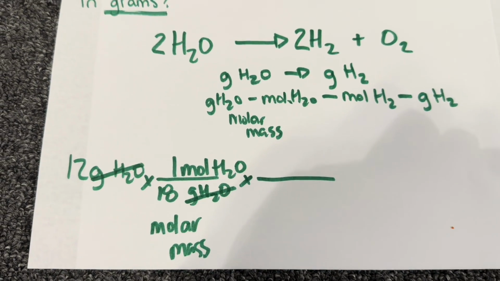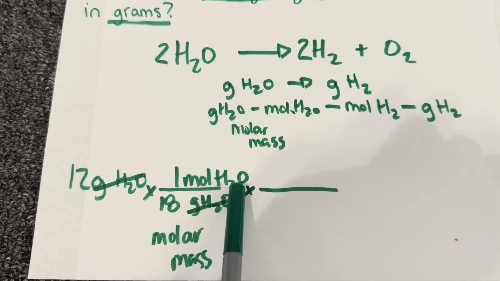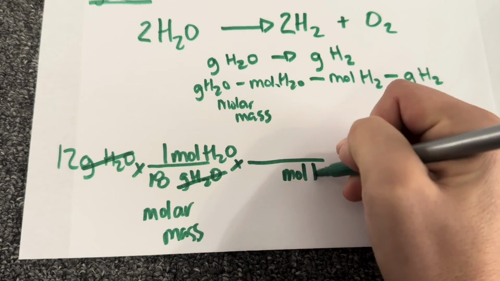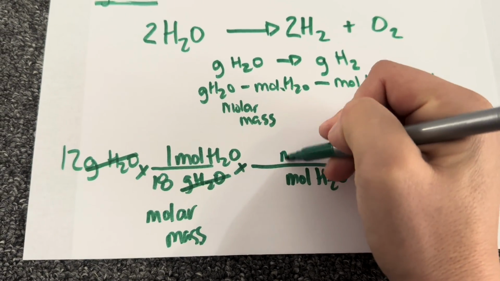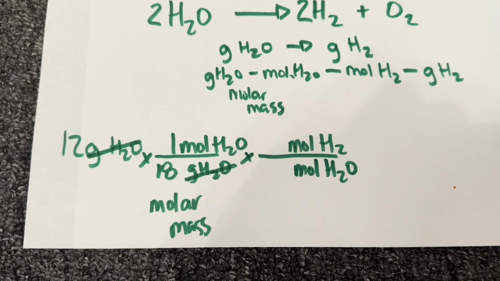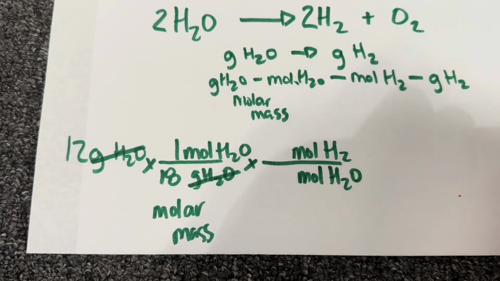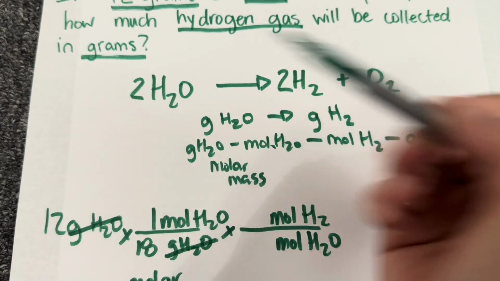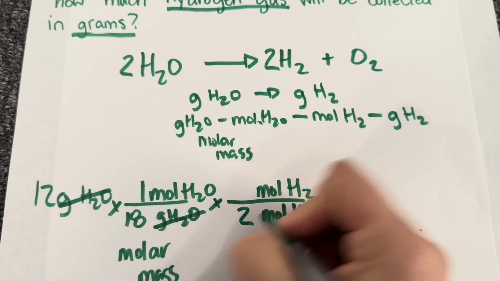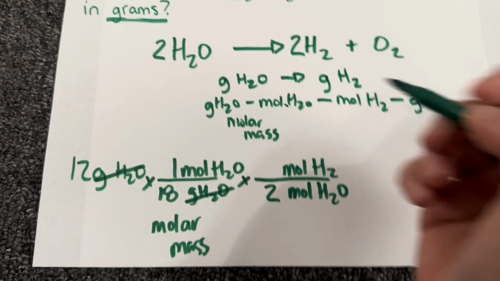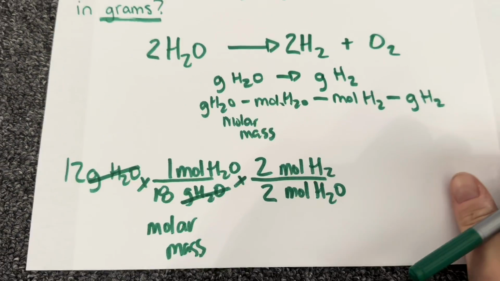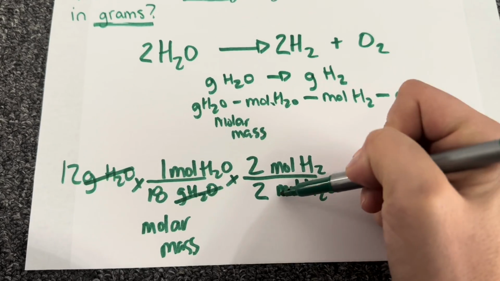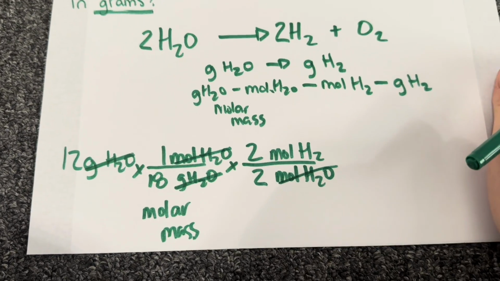If I look at my units, I want moles of water to cancel out. Right now it's on the top, so it needs to be on the bottom: mole of H2O. I want to convert into moles of H2, so that has to go on the top. Now I need to find these numbers. H2O has a 2 in front of it, so I put a 2 right there. H2 also has a 2 in front of it. This is another one where our molar ratio is actually just 1, but that's okay. So moles of H2O cancel, and I'm left with moles of H2.